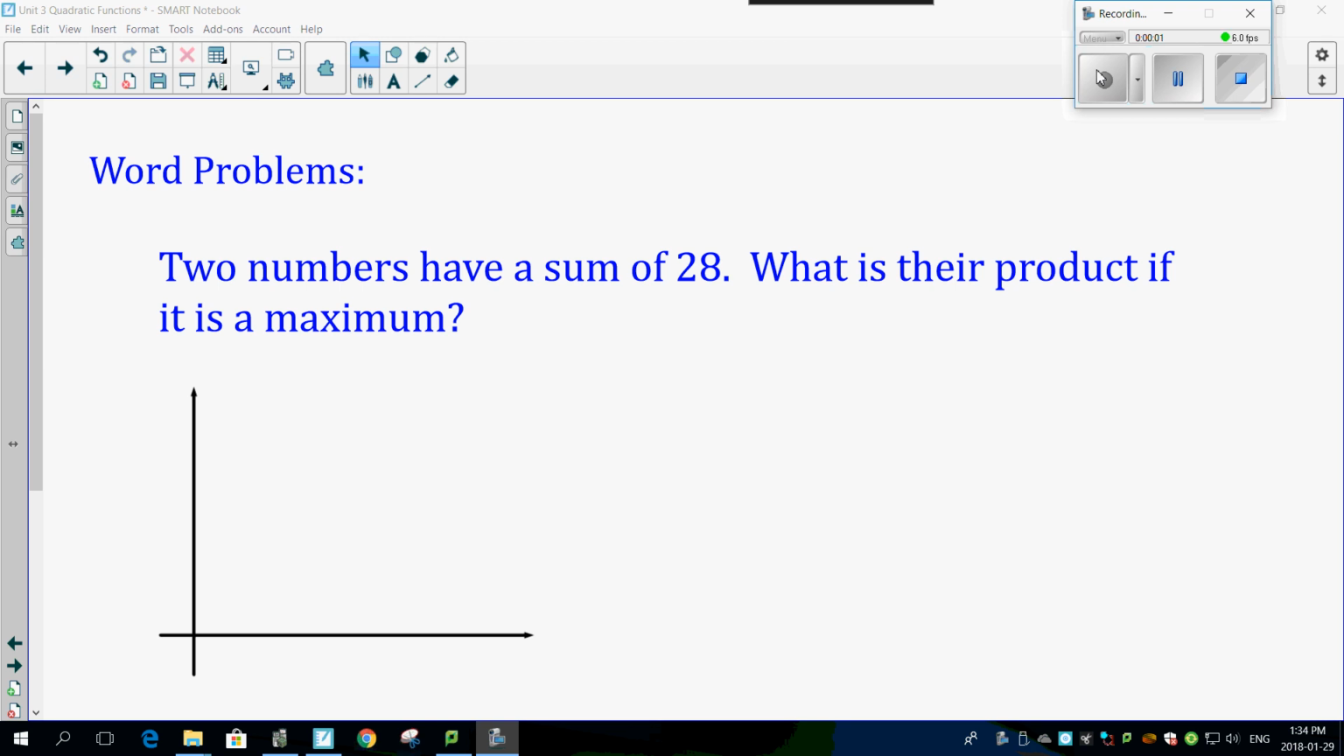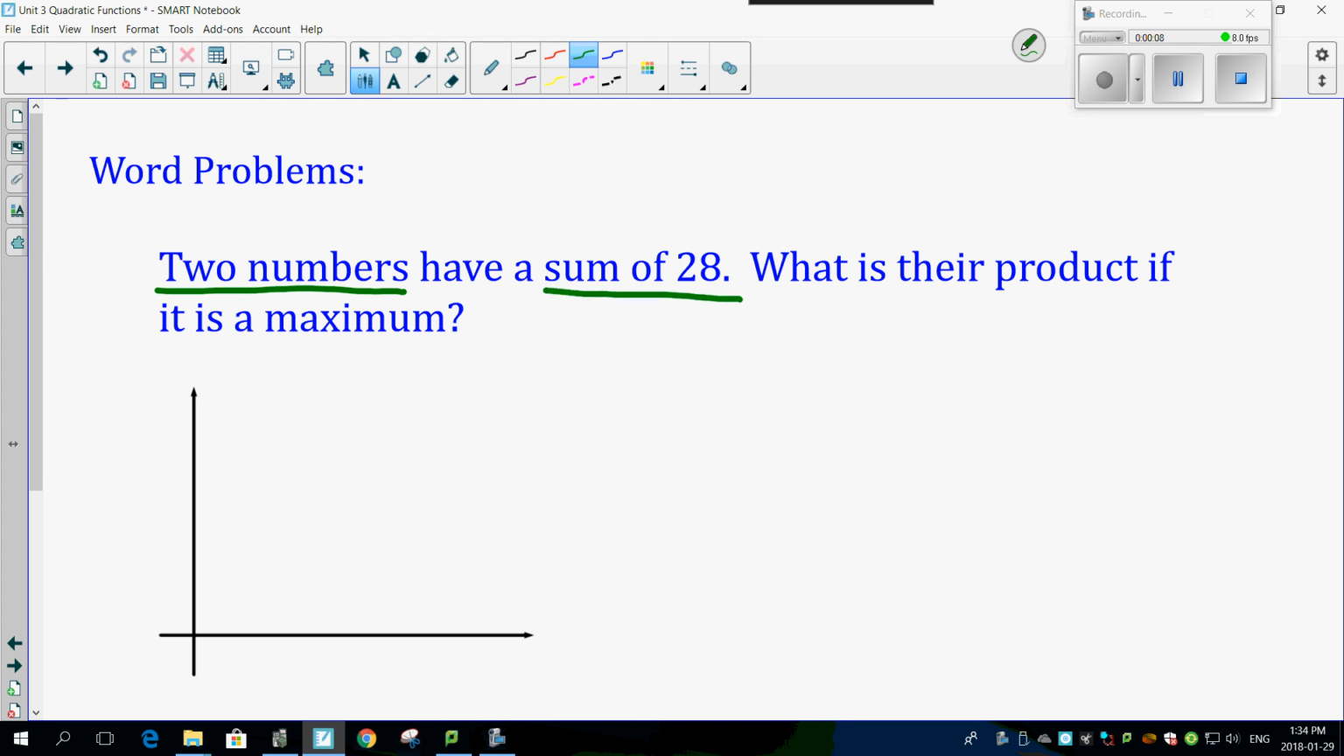Okay, word problems time. Here we go. Now, look what it says. Two numbers have a sum of 28. So what's really important here is to try to figure out what this is saying.